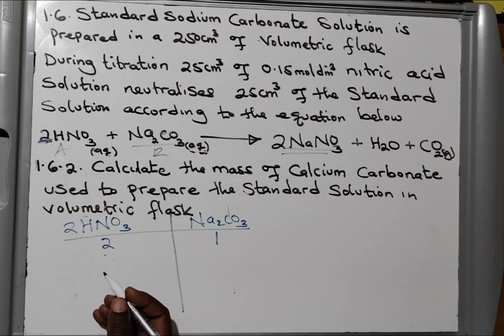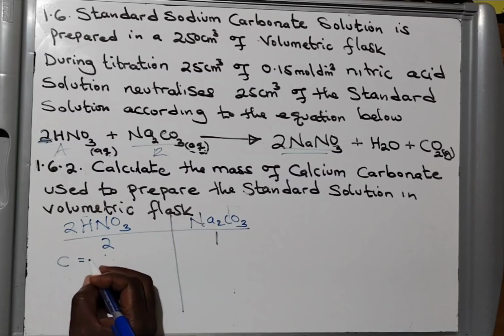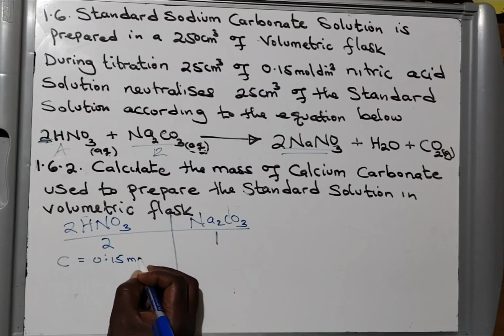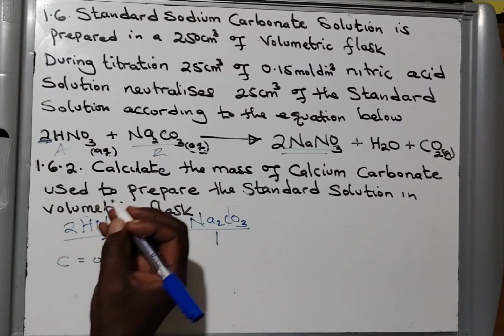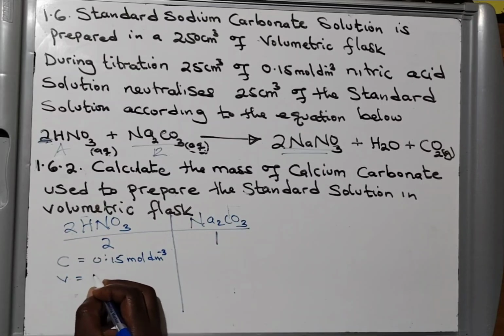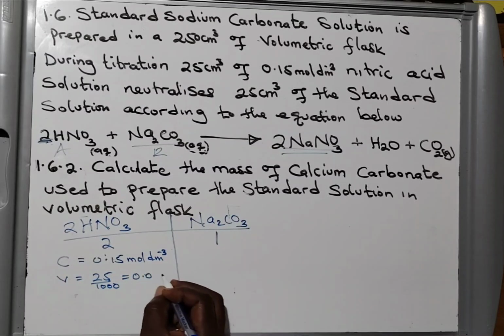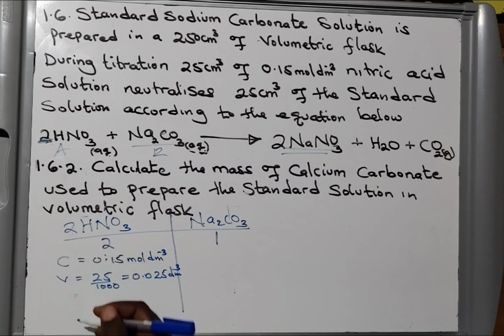So on this side, you check what you have. For nitric acid, they gave us the concentration, 0.15 moles per cubic decimeter. What else was given? They gave us the volume, which is 25. Converting it to cubic decimeters, you'll get 0.025 cubic decimeters. So with these two, what are you looking for? You are looking for n.